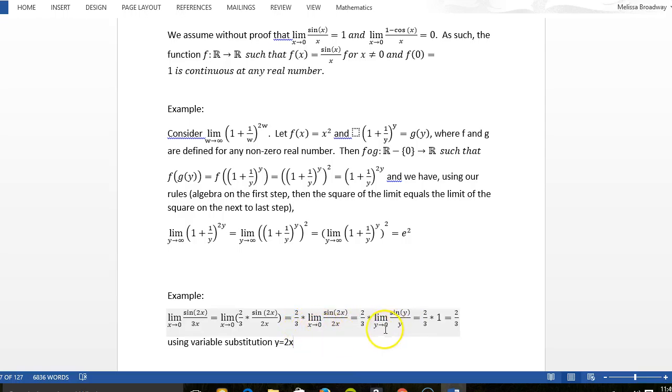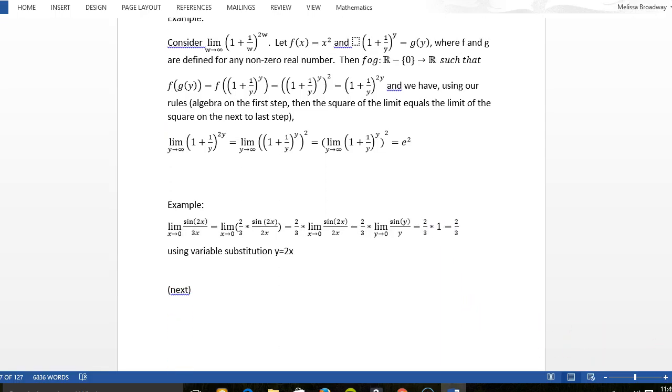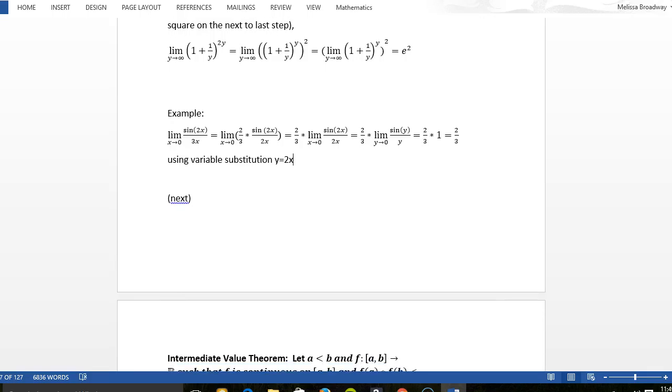As x is going to 0, y is also going to 0, since y equals 2x. So that's the limit as y goes to 0 of sine y over y. That's just 2/3 times, remember, that's 1. We're assuming without proof that that's 1. And 2/3 times 1 is 2/3. Okay, using variable substitution, y equals 2x, okay?